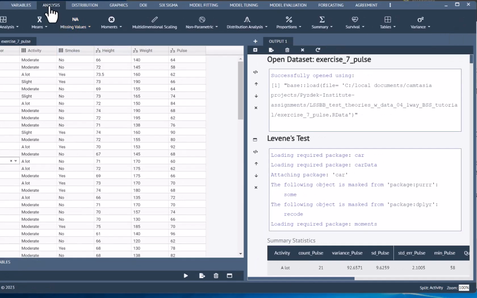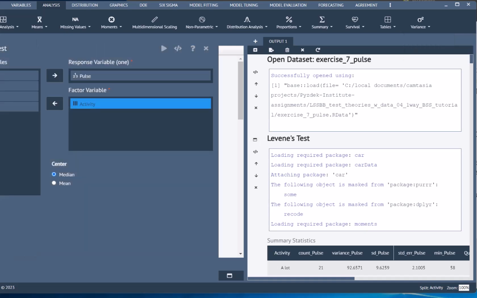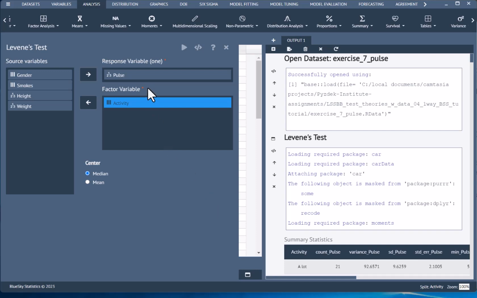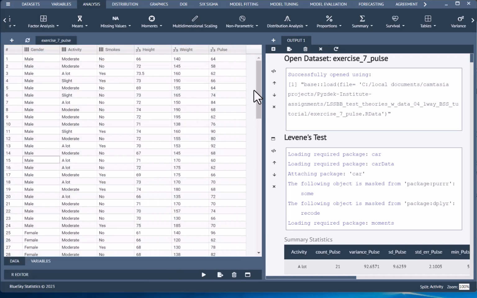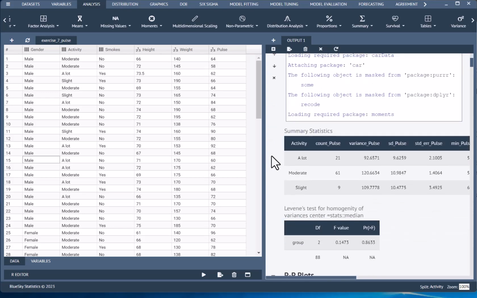Go to the Analysis menu in BlueSky, scroll to the right, and you see Variance Tests. Click on that and choose Levene's test. We have done this, and here was our dialog box. We entered pulse as our response variable and activity as our activity level, and I chose median so we could have a little more robust test. We did the analysis by executing that dialog box.